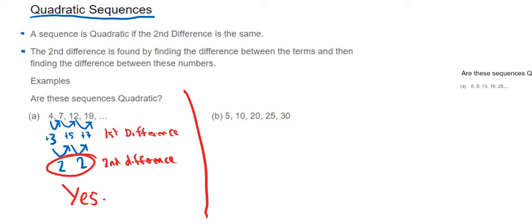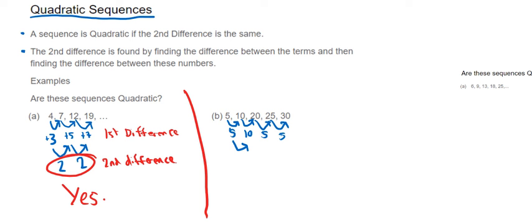So let's look at the second one here. The sequence is 5, 10, 20, 25, 30. The difference between 5 and 10 is 5. The difference between 10 and 20 is 10. The difference between 20 and 25 is 5. And the difference between 25 and 30 is 5 as well. So that's the first difference.